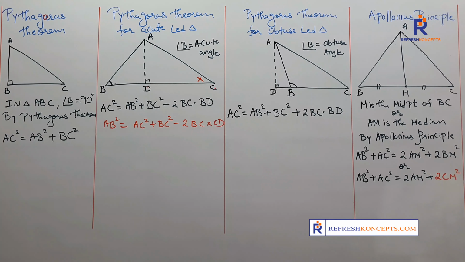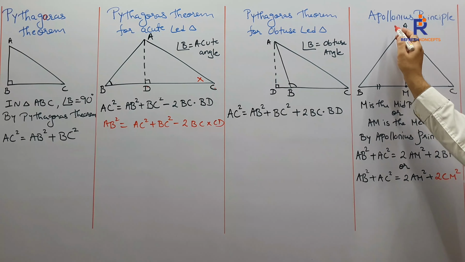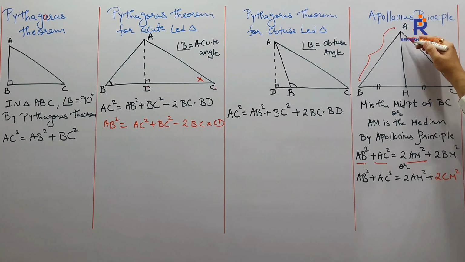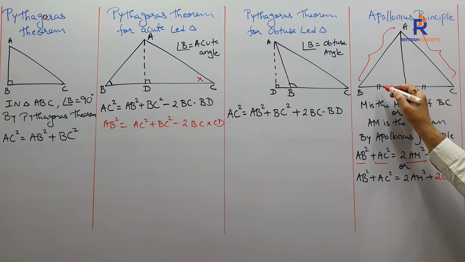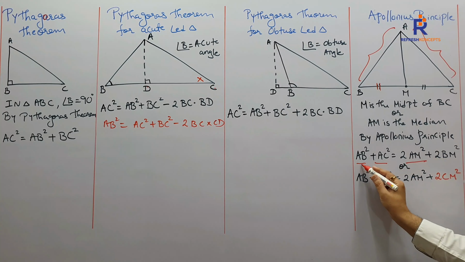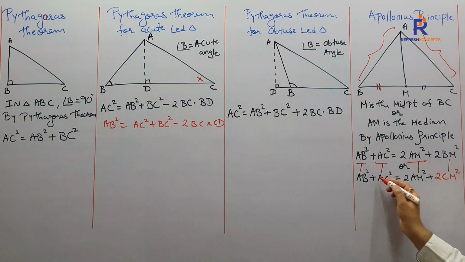Then by Apollonius principle, the sum of the squares, I'll directly say, what is it? It says AB square plus AC square is equal to twice the square of the median, twice AM square, plus twice BM square. But sir, BM and CM are the same, so I have a modified Apollonius also. The rest of the things remain the same. AB square plus AC square equals twice AM square, and instead of twice BM square, I can say twice CM square. The rest of the things are the same.